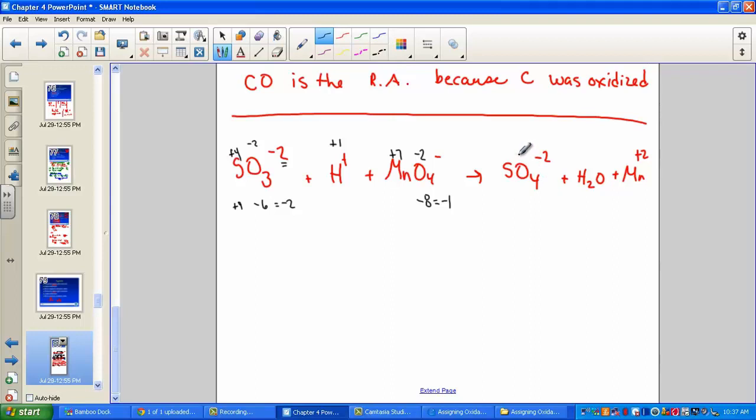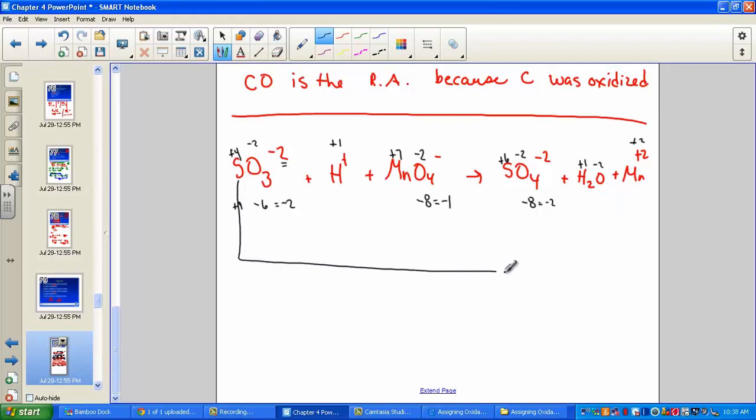Let's do the product side. Oxygen is always a -2, so I'm now at a total of -8. Sulfur must be a +6. Here's an easy one, +1 -2. And a monoatomic ion matches the charge, so manganese is now +2. What's changed?